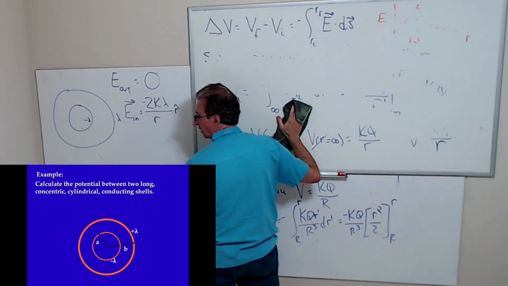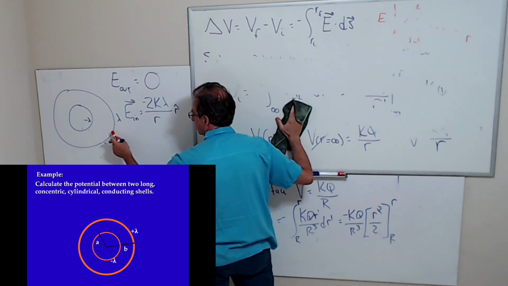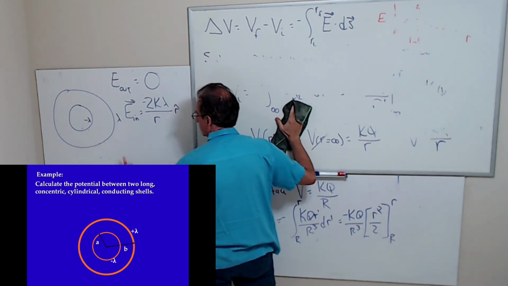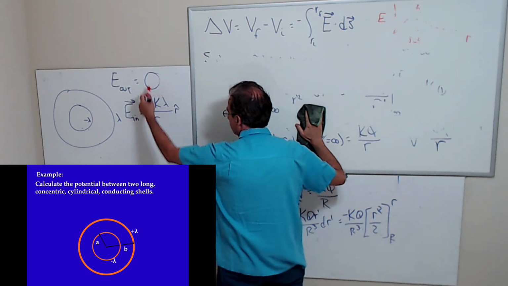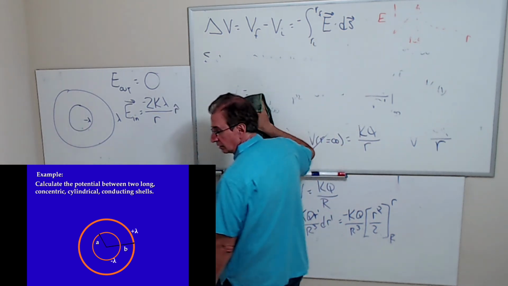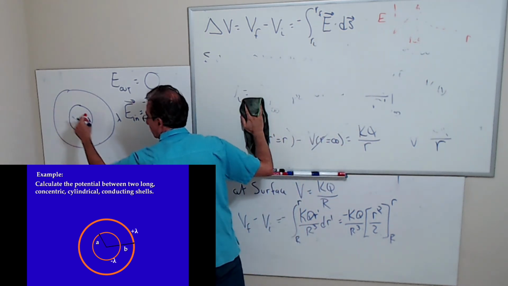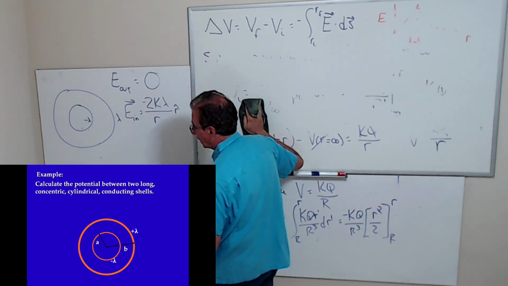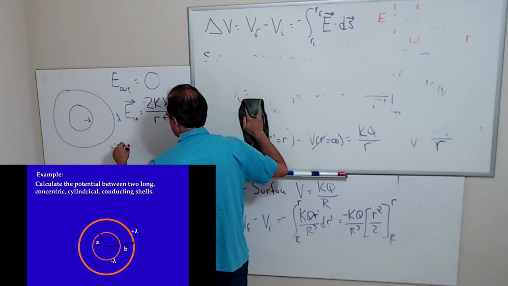Because I don't care about here. I know it's a constant. The constant will depend on whatever the potential is on the surface, because there's no field outside. Who cares? In fact, there's no field in here either, inside a conductor. There's no field inside the inner shell, and then there's no field outside, it's just in between. So I'm only interested in between.